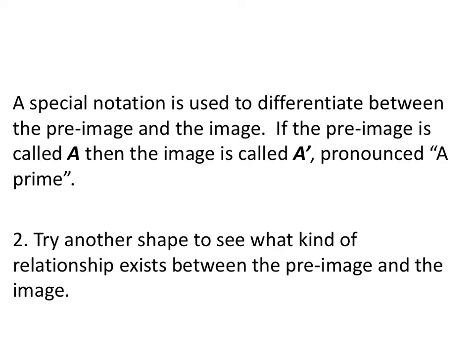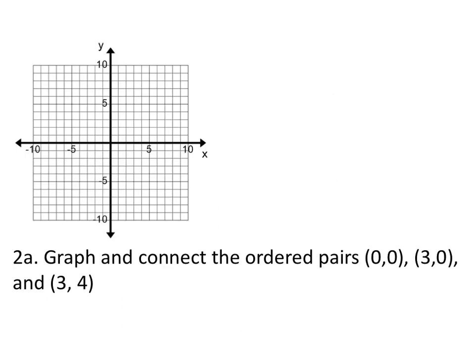2, try another shape to see what kind of relationship exists between the preimage and the image. Like this one. Take 1 minute and graph and connect the ordered pairs 0, 0, 3, 0, and 3, 4. Alright, let's get these points on here. So I have 0, 0 right here at the origin. Then I have 3, 0. So that's an x value of 3, a y value of 0. And then we have 3, 4. So an x value of 3 and a y value of 4 right here. Then it also says to connect these points. And this will create a triangle for us.